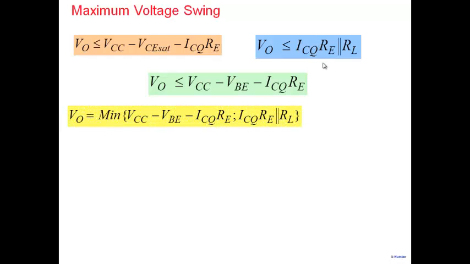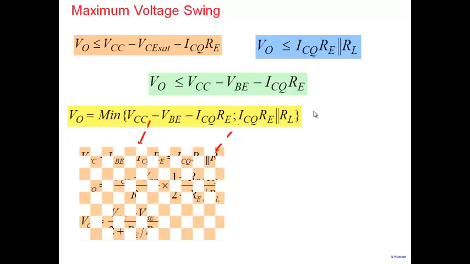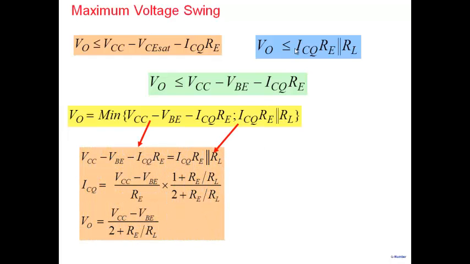And therefore, the optimum condition will be that the two limits are the same. Optimum condition for ICQ-RE, optimum biasing, would be when this limit is equal to this particular limit here. So that's the optimum condition, when the two limits balance each other. So we have VCC minus VB minus ICQ-RE is equal to ICQ-RE parallel RL.